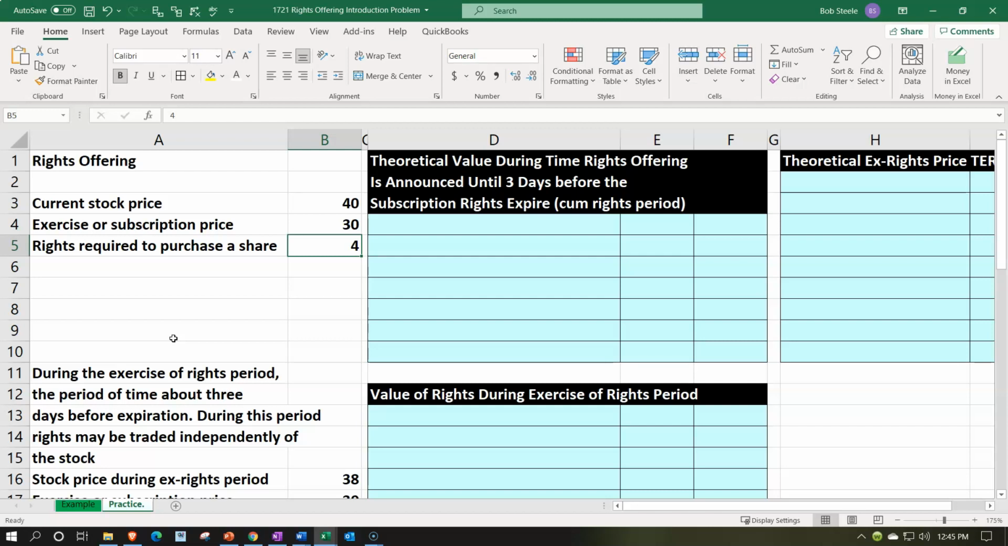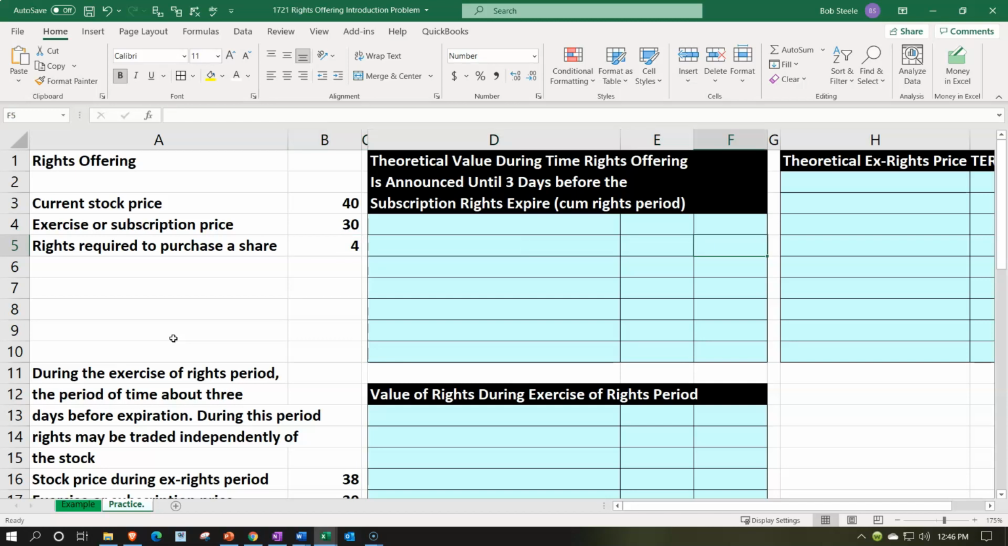So the first thing we can think about is, what's the theoretical value during the time the rights offering is announced until 3 days before the subscription rights expire? That could be called the cum-rights period. So we're basically thinking, okay, what's going to be the value of the rights? We would like to be able to distinguish the value of the rights and the value of the actual stock, because we have 2 pieces that we're thinking about at this point in time. And so we want to be able to think about the value of each of those items.